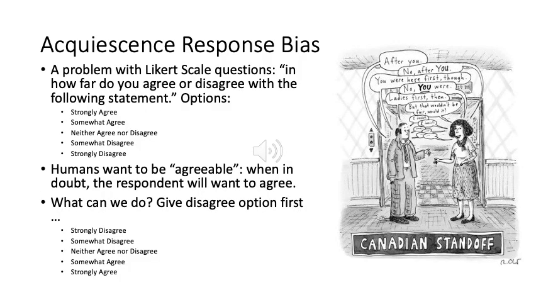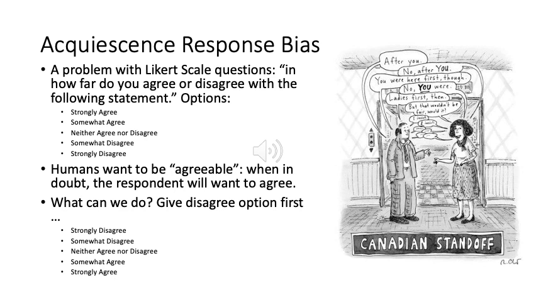Now, when putting together a survey, there are a number of problems or biases that can endanger the reliability of our research results. The first one we're going to talk about is the acquiescence response bias. This is particularly a problem with Likert scale questions. So, for instance, "To what extent do you agree or disagree with the following statement?" This is a type of question that I put in the online survey on a number of points. Now, their options would go from strongly agree to strongly disagree.